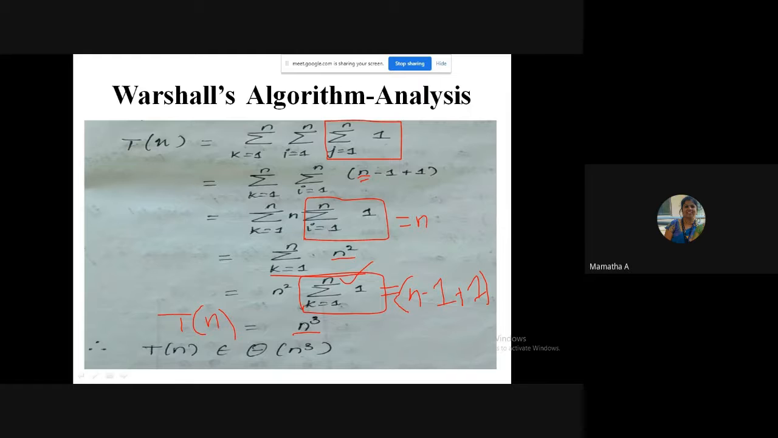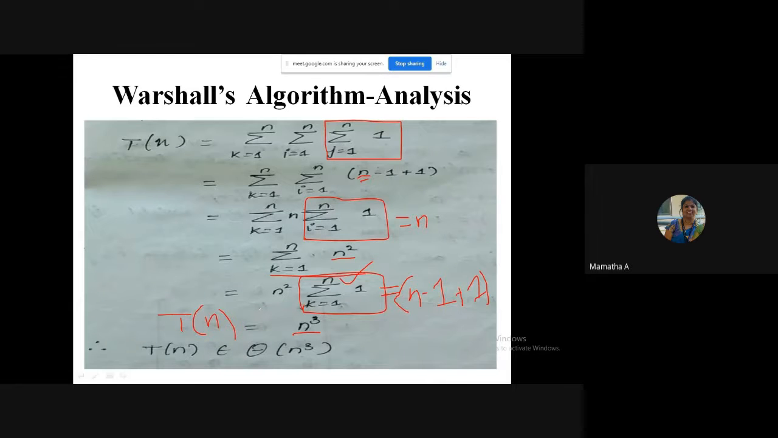So if you give 3 cube, suppose you give a graph of 3 vertices, 3 to the power 3 times, it will check. Every time it has to check, isn't it? See, 3 cross 3 matrix means R0 will have how many entries? 9 entries. It will execute 9 times.